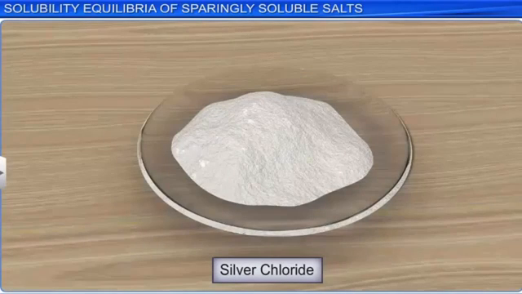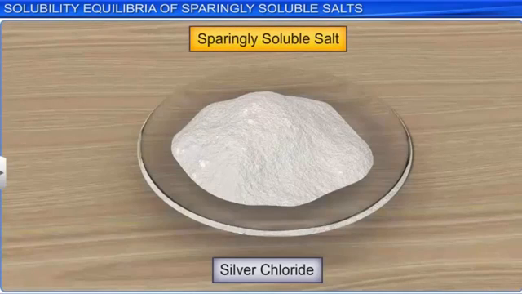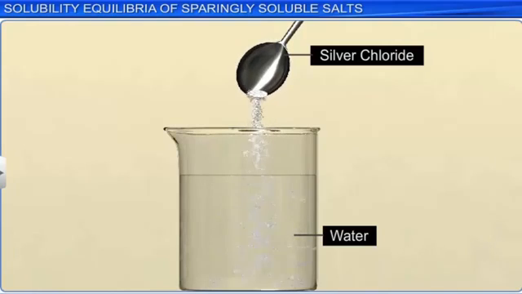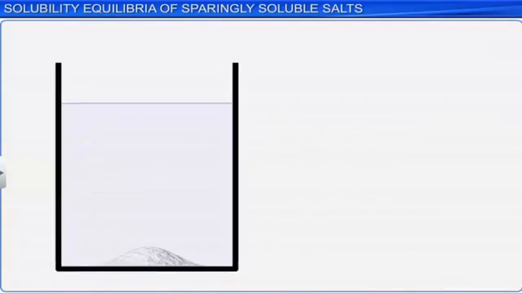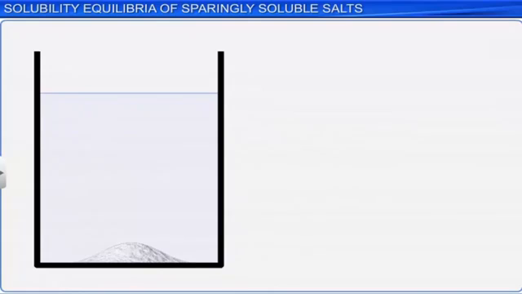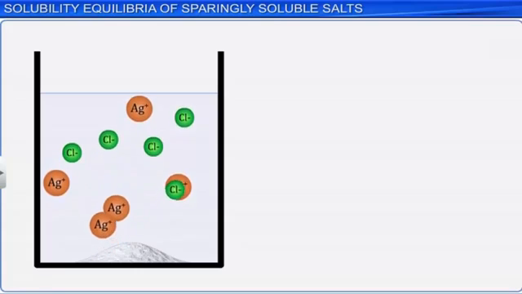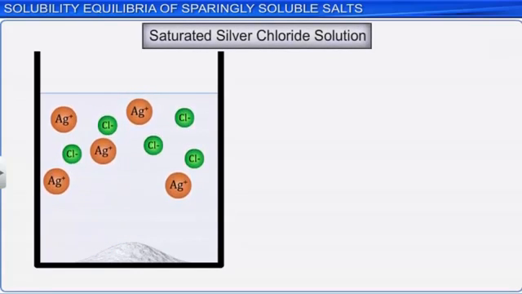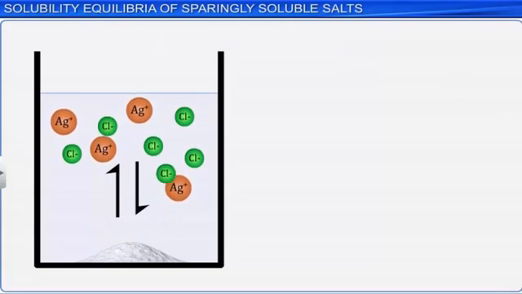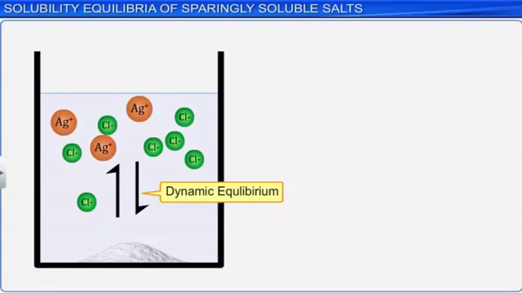Now let us discuss the solubility equilibria of sparingly soluble salts, such as silver chloride. Silver chloride is a sparingly soluble salt. When it is added to water, only a small amount of it goes into the solution, and a stage is reached at which the dissolved and undissolved silver chloride are at equilibrium. That is, a saturated solution of silver chloride is said to be formed. Thus, a dynamic equilibrium is set up between the undissolved solid and the ions in the saturated solution, which can be represented by the equation as shown here.